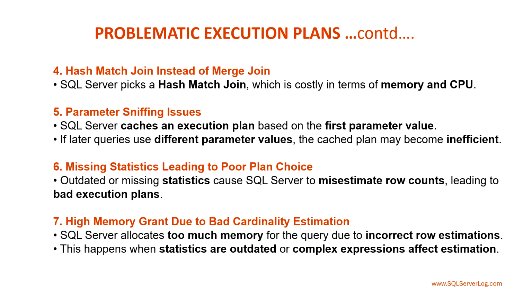Similarly, number 6 is missing statistics leading to poor plan choice. Outdated or missing statistics cause SQL Server to misestimate row counts, leading to bad execution plans. 7, high memory grant due to bad cardinality estimation. SQL Server allocates too much memory for the query due to incorrect row estimations. This happens when statistics are outdated or complex expressions affect estimations. So problematic execution plans covers all these points.